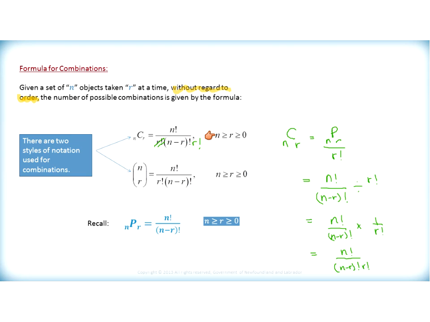And also important here is that n has to be greater than or equal to 0 and r has to be greater than or equal to 0. N has to be greater than r. This number here is always greater than this one, same as with your permutations. And both are greater than or equal to 0. Okay.